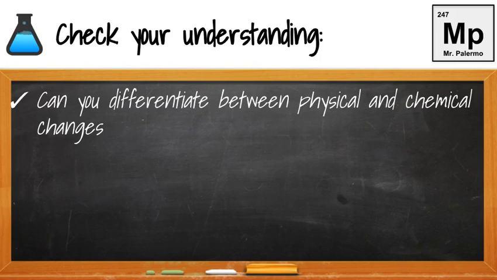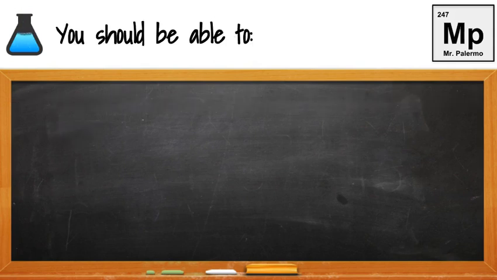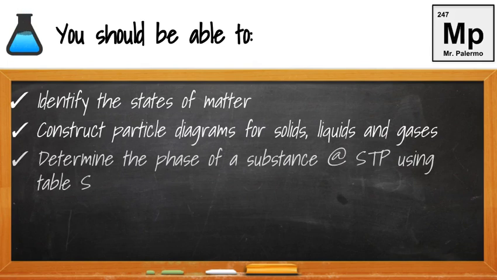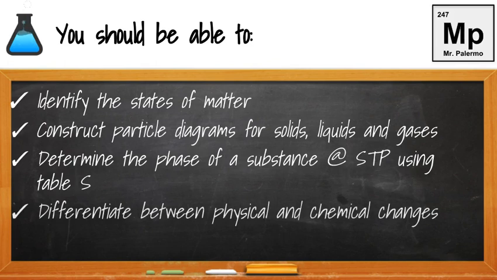Let's check your understanding. Can you differentiate between physical and chemical changes? At this point, you should be able to identify the states of matter, construct particle diagrams for solids, liquids, and gases, determine the phase of a substance at STP, the standard temperature and pressure, using Table S, and finally, differentiate between physical and chemical changes.